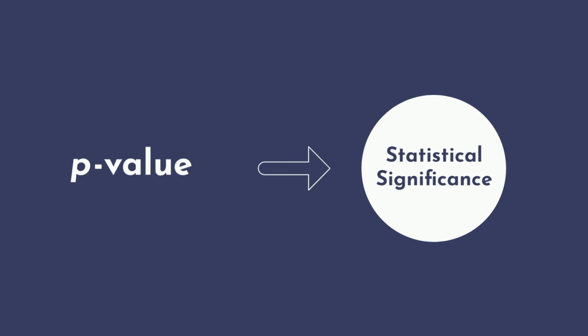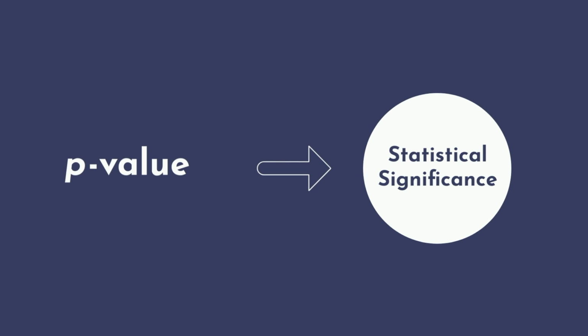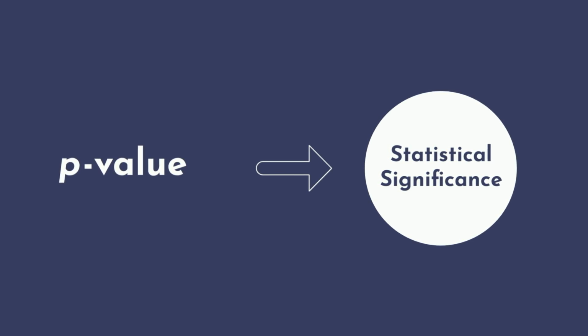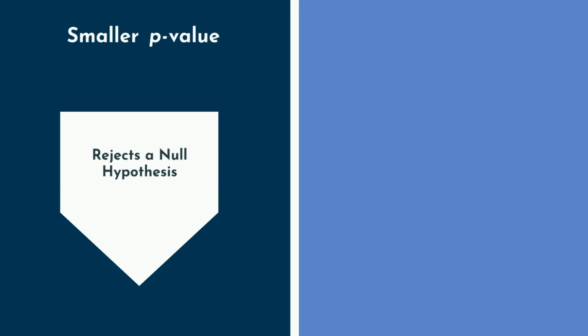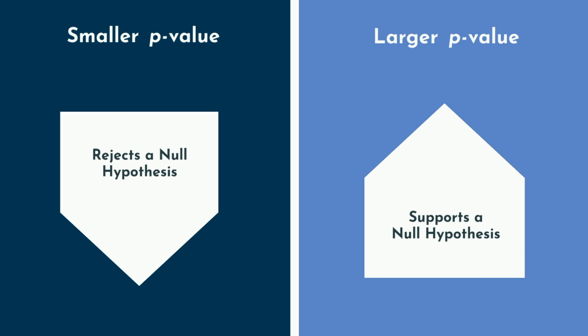It's the probability of obtaining these test results from chance alone, assuming the null hypothesis is correct. In other words, it's the likelihood that no relationship exists, but the findings occurred due to chance alone. A smaller p-value more strongly rejects a null hypothesis. A larger p-value means a larger chance that the effect you are seeing is due to chance, thus supporting the null hypothesis.